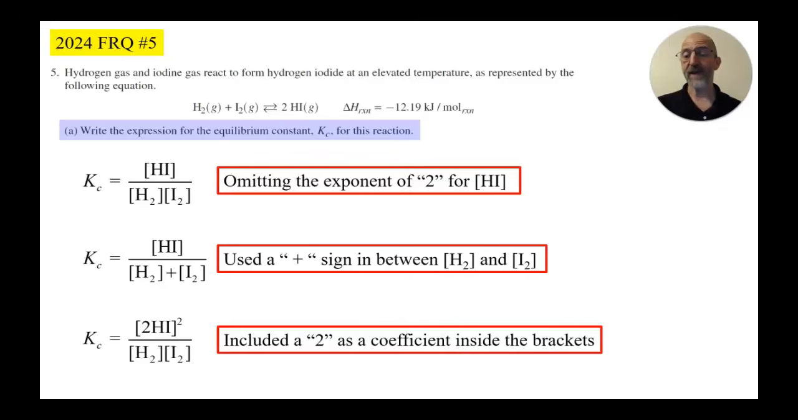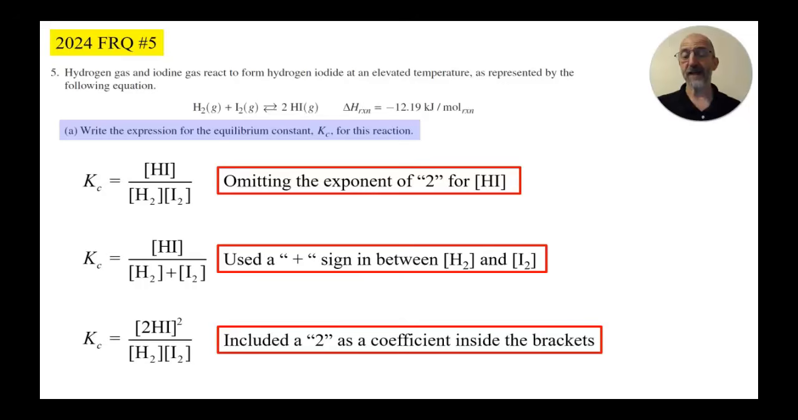Omitting that exponent in the numerator. The coefficient of HI is 2. And this one is a little bit subtle, but watch out for that. Yes, the reactants are separated by a plus sign in the balanced equation, but do not put a plus sign between two components of your equilibrium, because that is multiply, not add. So by putting that plus sign, you did not earn the point, because that's the wrong mathematical operation.